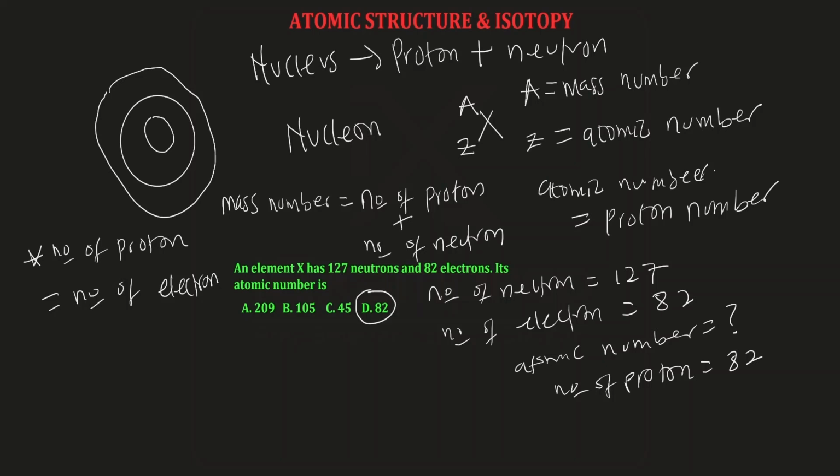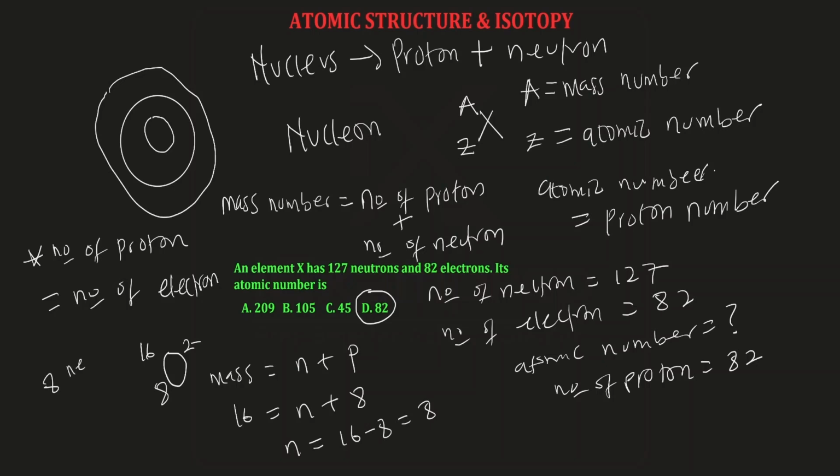So if we have a question that says, what is the neutron number of this atom? Oxygen 16, 8, 2 minus. So we are looking for the neutron number. We know that mass number is neutron number plus proton number. The mass number is the superscript, so 16 is equal to the neutron number, which we don't know, plus the proton number, which is the subscript. So the proton number is 8, which means that the neutron number is going to be 16 minus 8, and 16 minus 8 is equal to 8. So this atom has 8 neutrons.